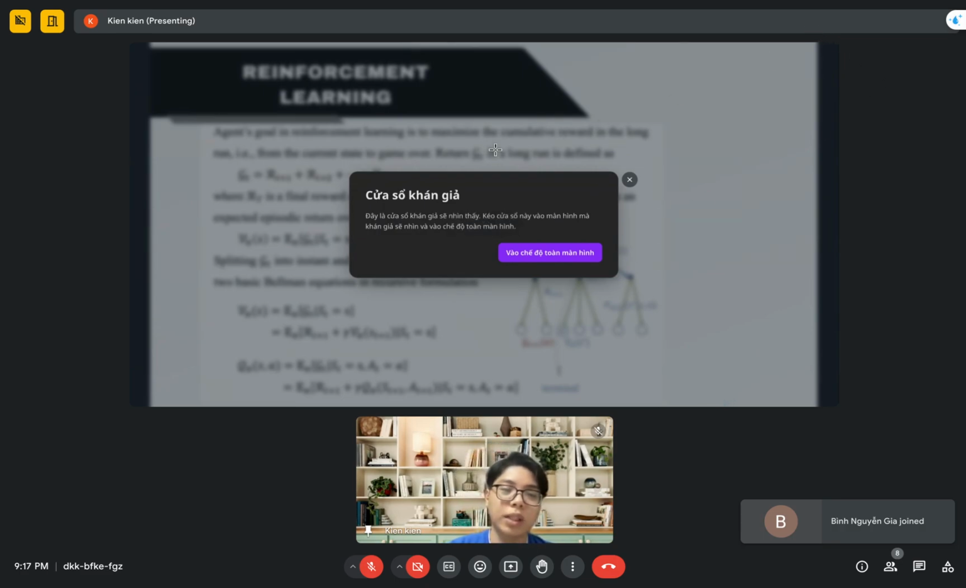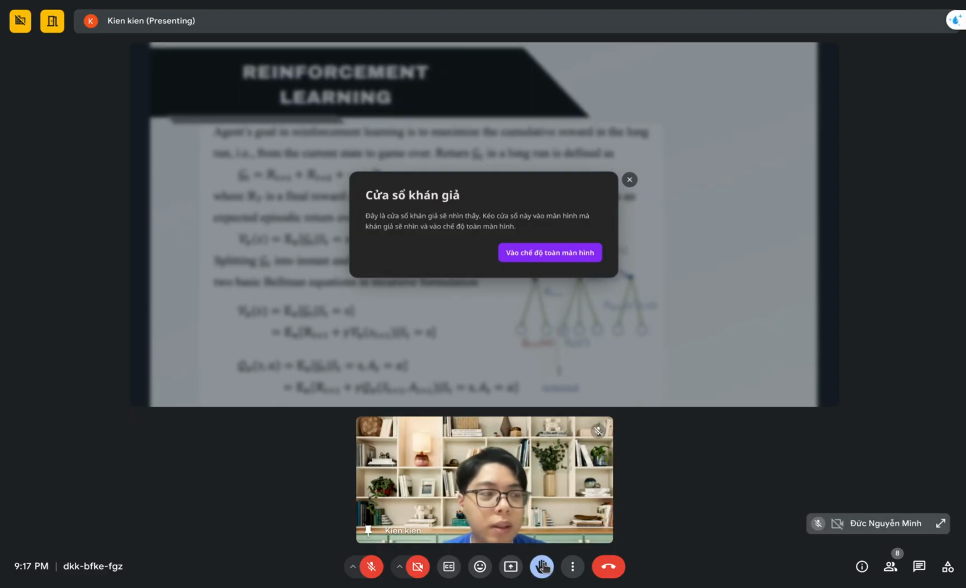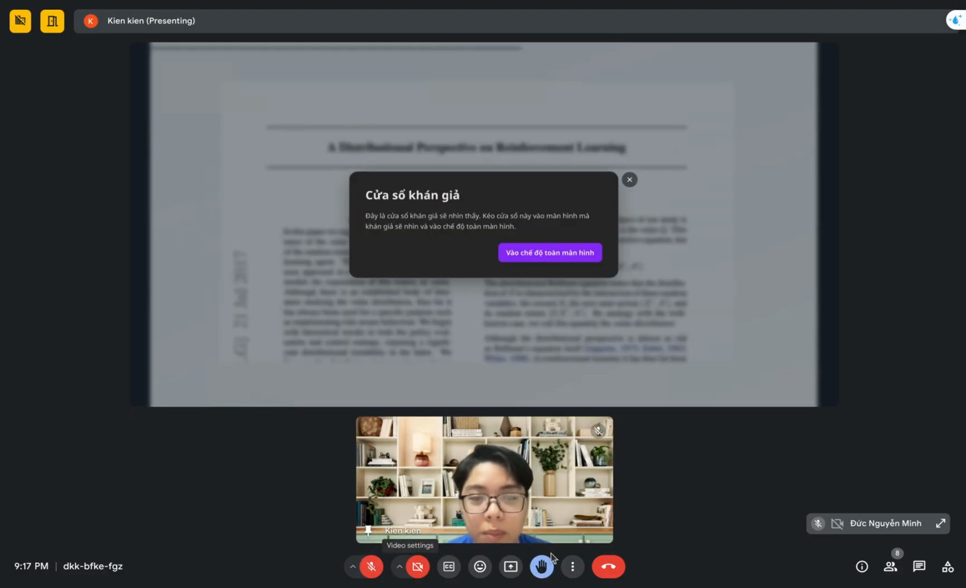Okay, so that is the basic idea of reinforcement learning, where we tackle the problem with the idea of the expected value. But in 2017, a paper by Marc Bellemare and Will Dabney presented an interesting idea: instead of using the expected value of reward, they approached the problem with a distributional perspective of reinforcement learning.